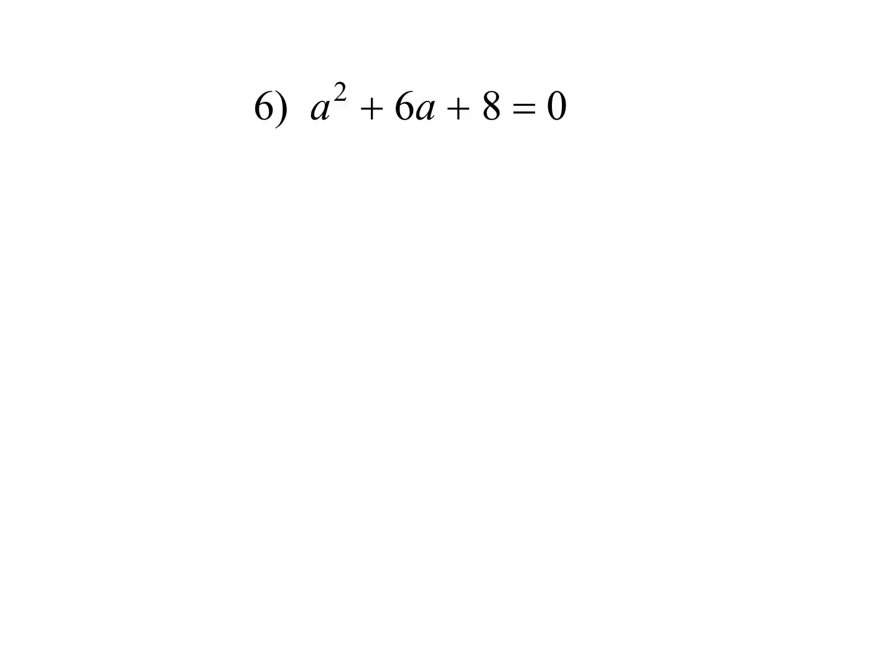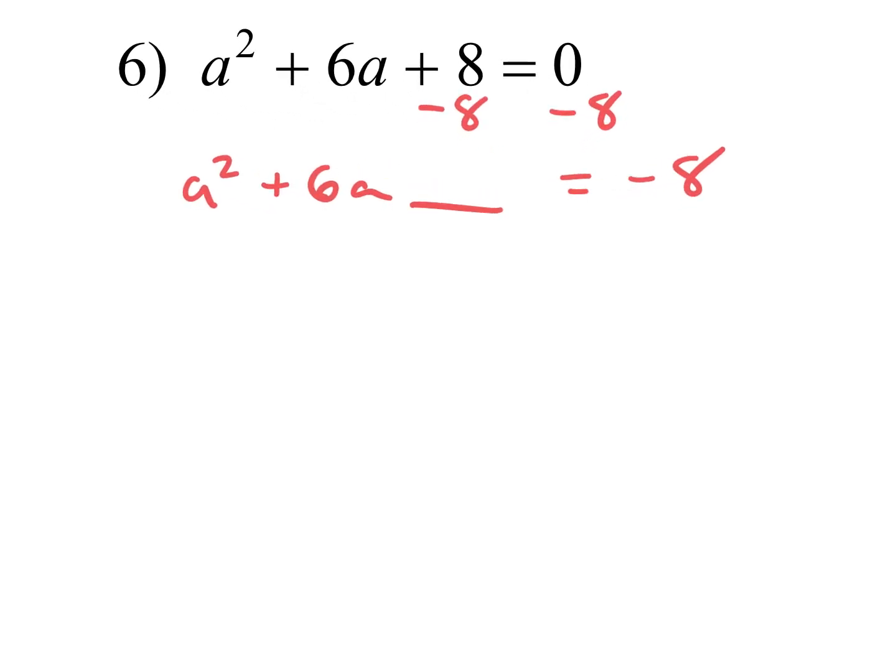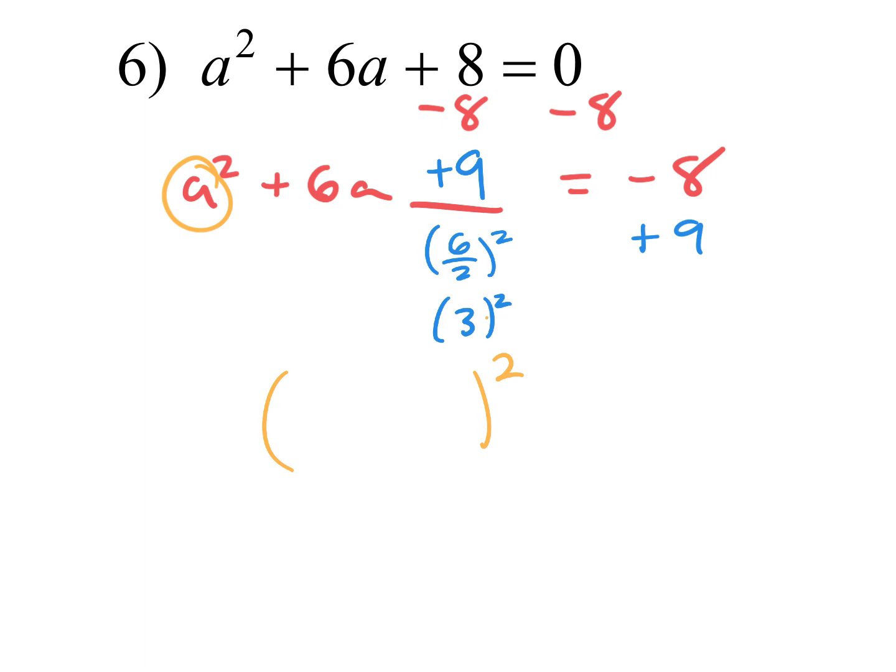So number 6, what's the first thing I should do? Subtract 8. So a squared plus 6a is equal to negative 8. What's next? So 6 divided by 2 squared. What's 6 divided by 2? And what's 3 squared? So in the blank, I'm adding 9. And what else do I have to do? Add 9 to the other side. So what goes into my parentheses squared? A plus 3. So since it's a positive 3, we put plus 3. And then what's that equal to? 1.